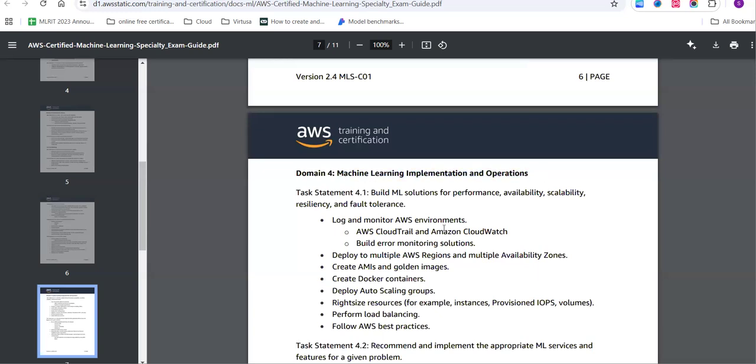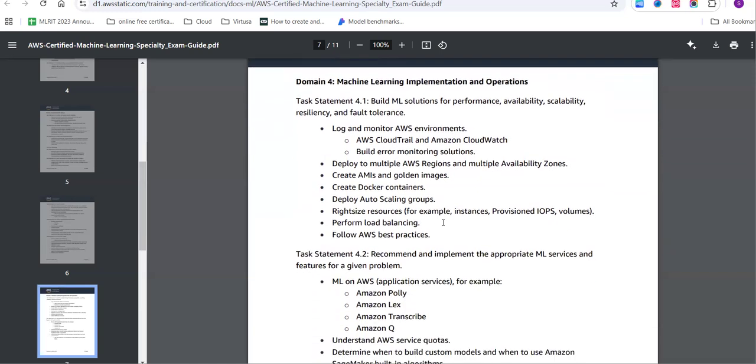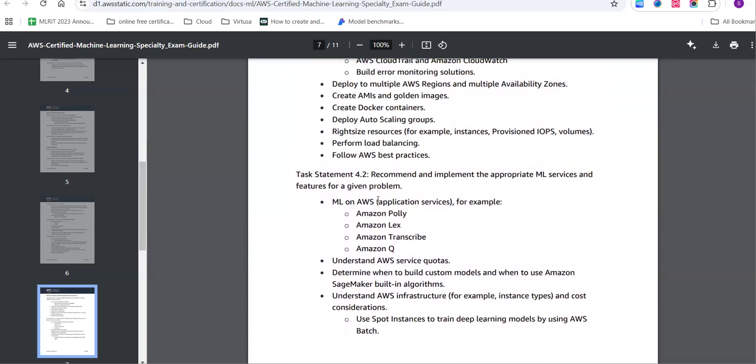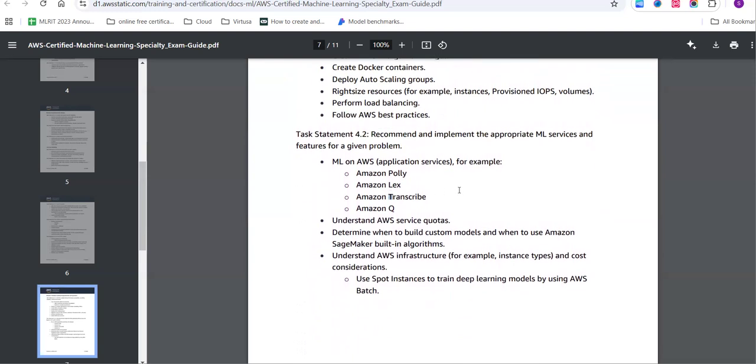As well as after implementing all these, we also have a requirement to select a specific ML feature or model for our requirement, like a text transcription or text conversion. And these are the AWS services providing ML based models. So we must understand these, because we might get questions related to these, like Amazon Polly, Lex and Transcribe and Amazon Q.